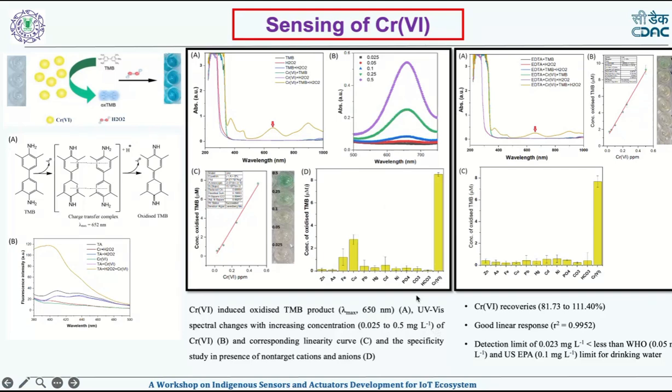As far as WHO or US EPA are concerned, the limit for chromium 6 in drinking water is 0.1 or 0.05 ppm. And the detection limit of the mechanism we developed is 0.023 ppm. So we can use this mechanism in our particular situation, and we can develop a good sensor out of it.